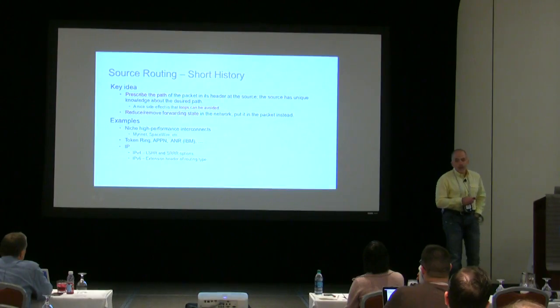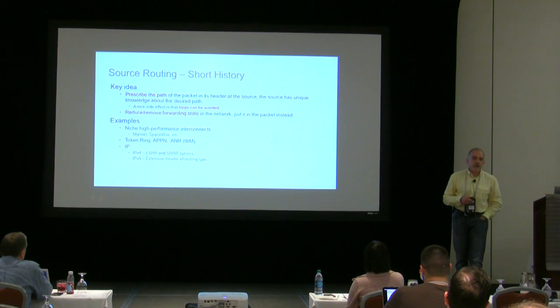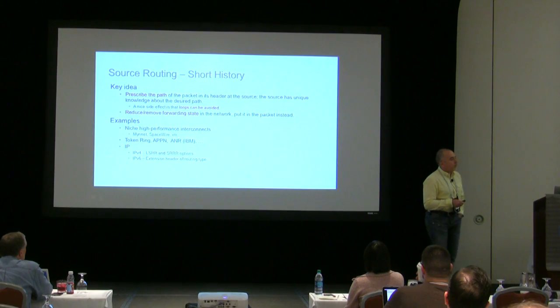The other nice side effect of source routing is that it reduces the forwarding state in the network. There is no need for every router in the network to make up its own mind, as a result of routing protocols and other signaling, how to forward packets. Instead, all the information it needs to know is already in the packet.